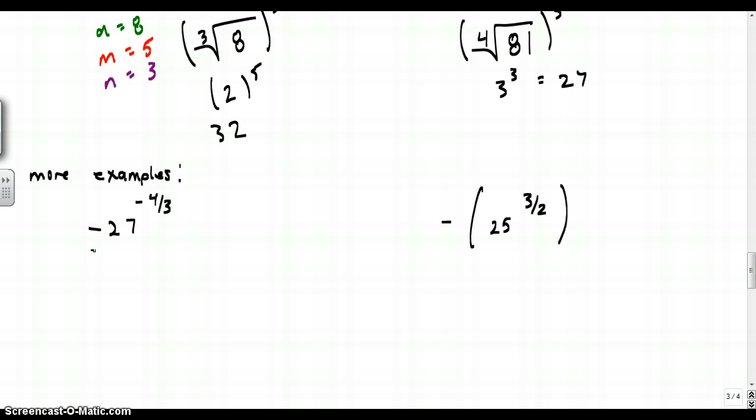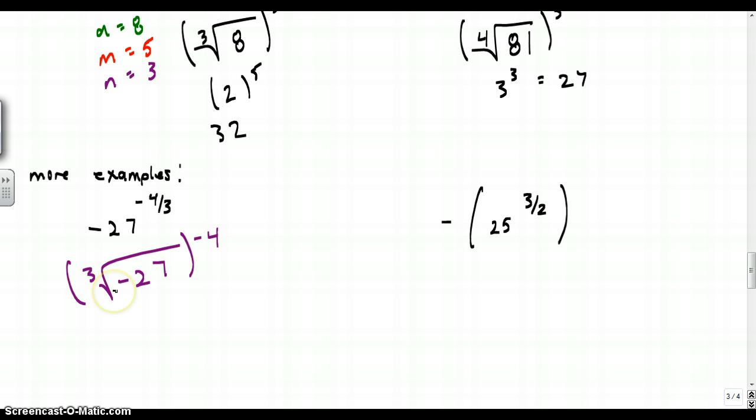This is a negative number, so it's a little bit different. We have negative 27 raised to the negative 4/3 power. I'm going to do the exact same thing. Everything is going to stay the same with the variables. So negative 27 is going to be under the radical. I'm taking the cube root of that, and it's raised to the negative 4 power. That's how you set it up.